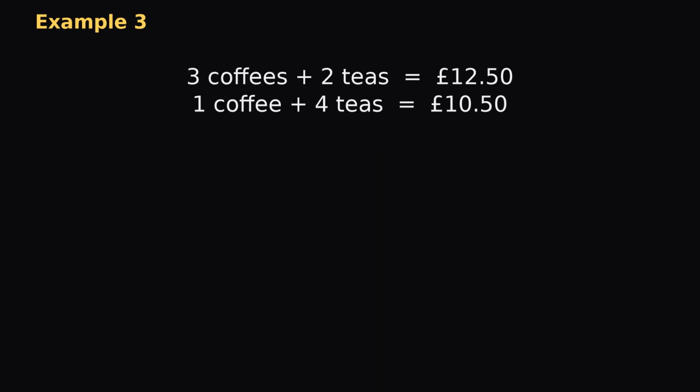Example 3. Because this is how it actually gets examined. 3 coffees and 2 teas cost £12.50. 1 coffee and 4 teas cost £10.50. Find the price of each. First, define your letters. Let C be the price of a coffee and T the price of a tea. 3C plus 2T equals 12.5, and C plus 4T equals 10.5.